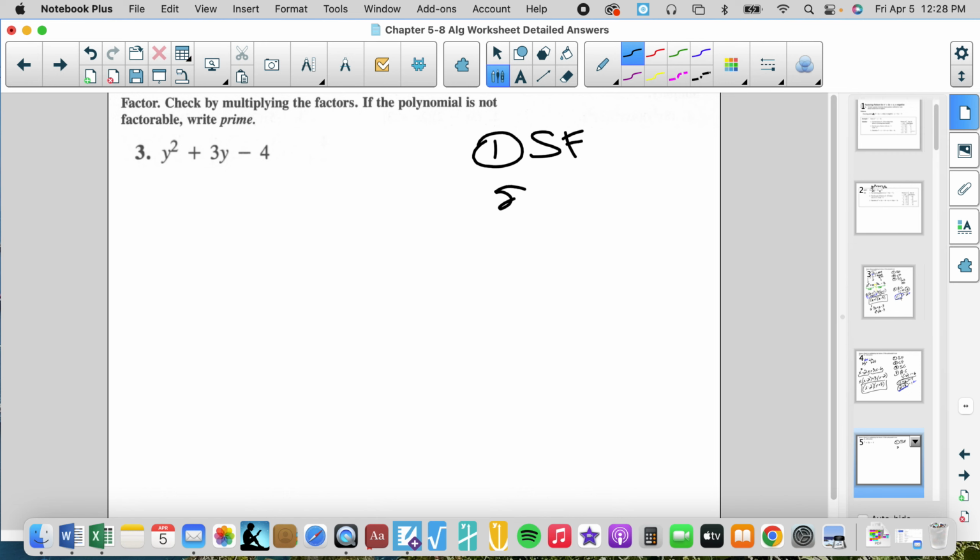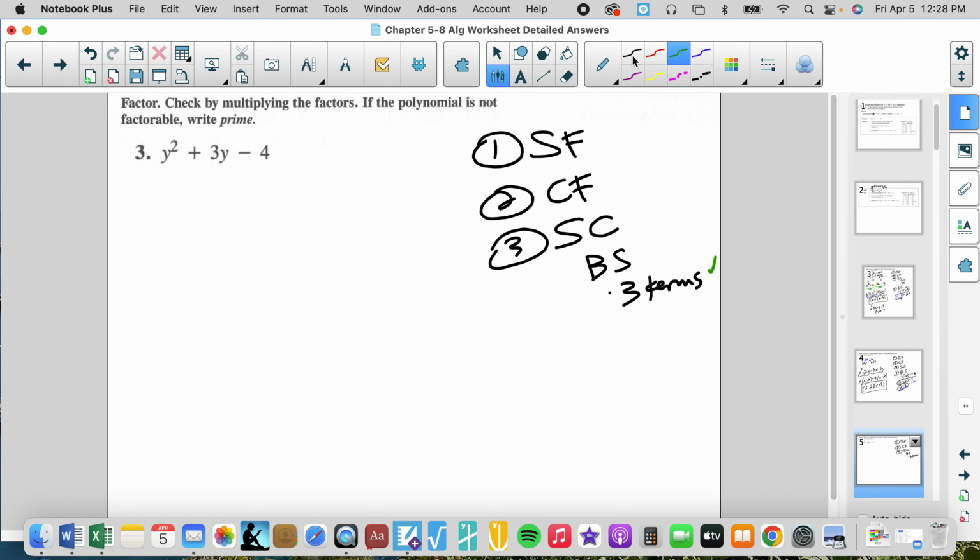Standard form, common factor, special case. Ooh, hold on. Could it be a binomial square? 3 terms, yes. First and third are perfect squares. Yes. Y squared is a perfect square. 4 is a perfect square.